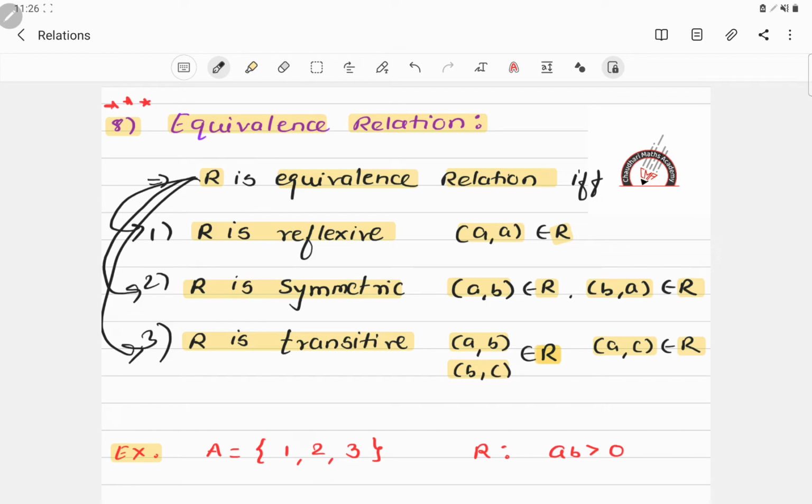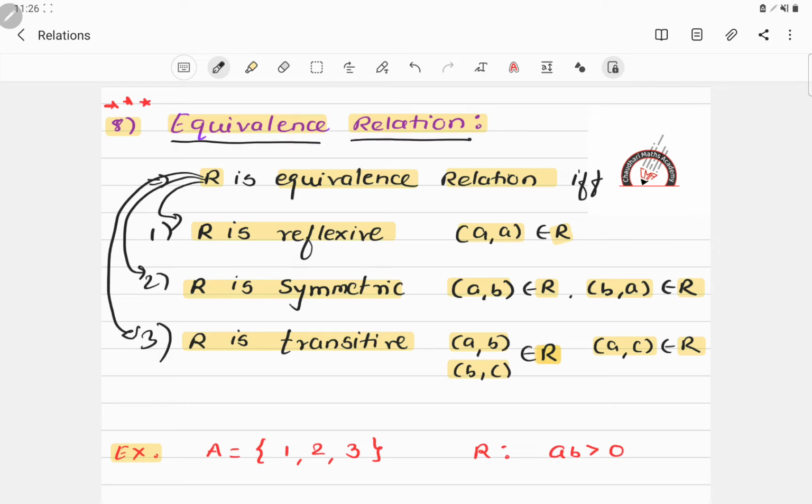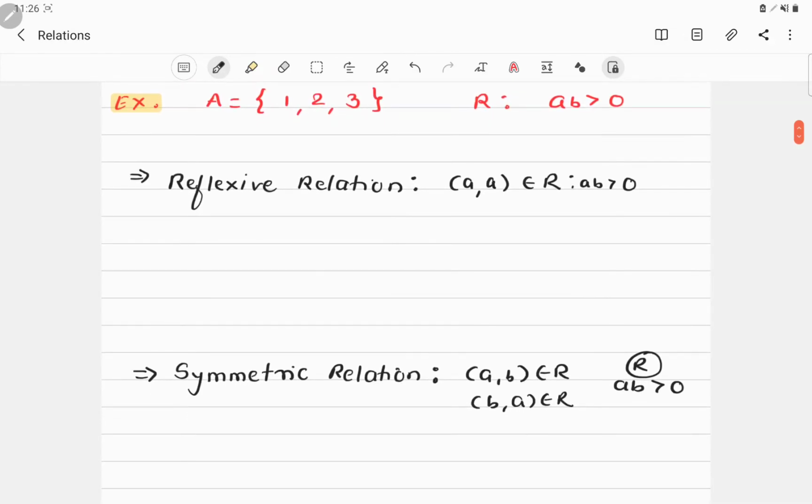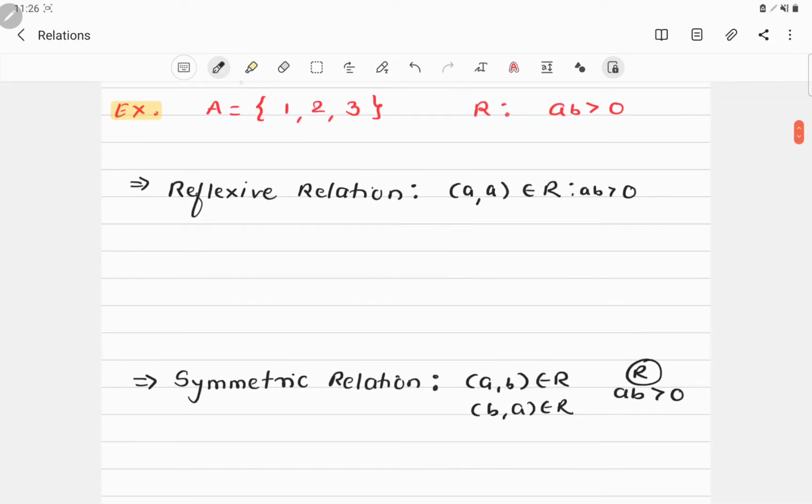So once again I am repeating: let's say R is a given relation, and it is reflexive, symmetric and transitive. If one particular relation satisfies all these 3 conditions, then it is called an equivalence relation. Let's understand the concept of equivalence relation using an example.